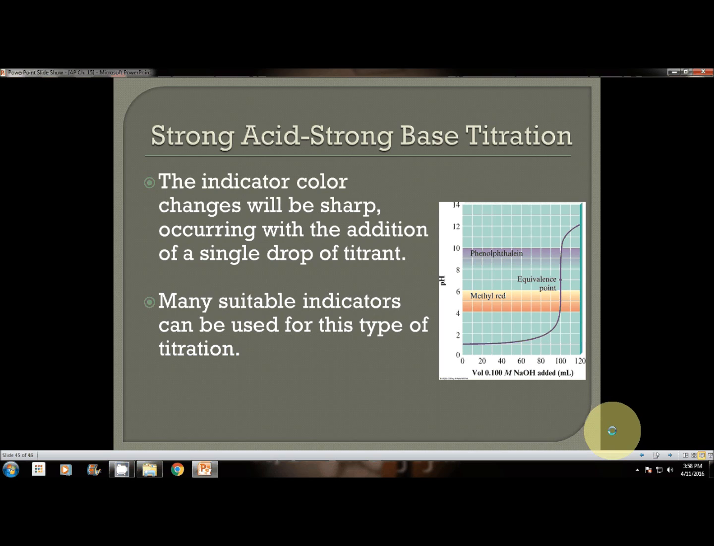When you're doing a strong acid, strong base titration, the indicator color changes will be sharp, occurring with the addition of a single drop of the titrant. So many suitable indicators can be used, but you want to make sure that you can see that equivalence point and that change in color. Most indicators with this kind of titration will have endpoints as far away as a pH of 5 and a pH of 9.